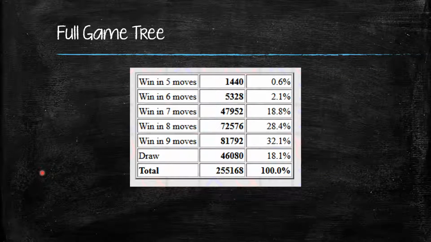And just because we like numbers and we're curious, this is the number of outcomes in which players win in 5 moves, 6 moves, 7, 8, 9, the total number of draws, and the percentage of the time that the game finishes that way. So that's interesting.